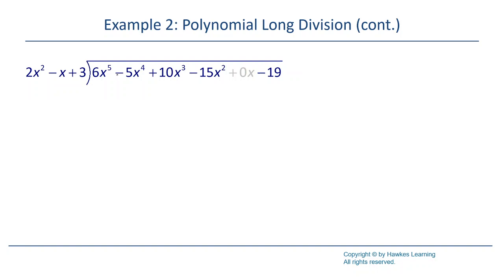So let's begin here. So first term here, 6x to the 5th divided by 2x squared. And again, I'm always pulling the highest power of what I'm dividing by, because that's going to tell me what I need to multiply it by. So 6 divided by 2 is 3. X to the 5th divided by x squared is x cubed.